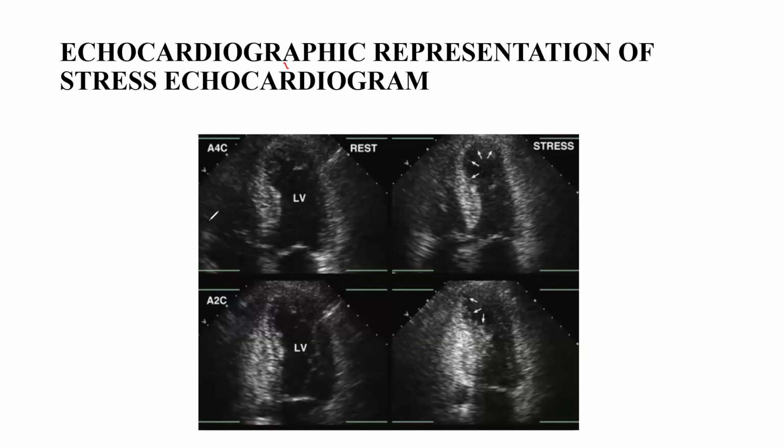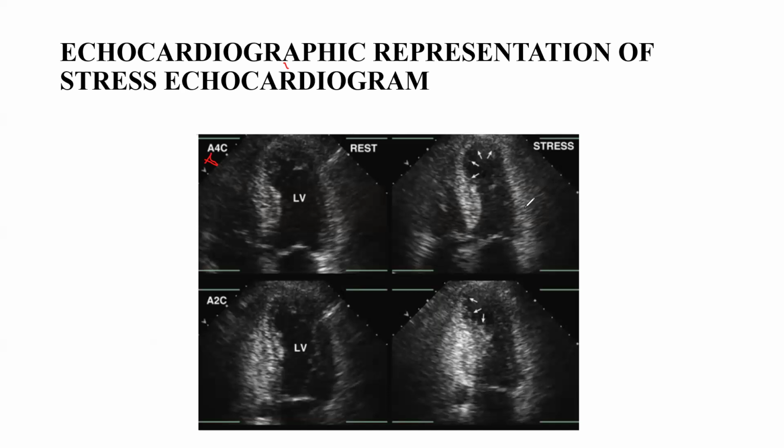Usually it's a quad image reporting. For all images, you compare the rest to the stress. So on the left of the screen, this is a 4-chamber. The apical 4-chamber was at rest. Then you have the apical 4-chamber during stress. That is after peak stress.